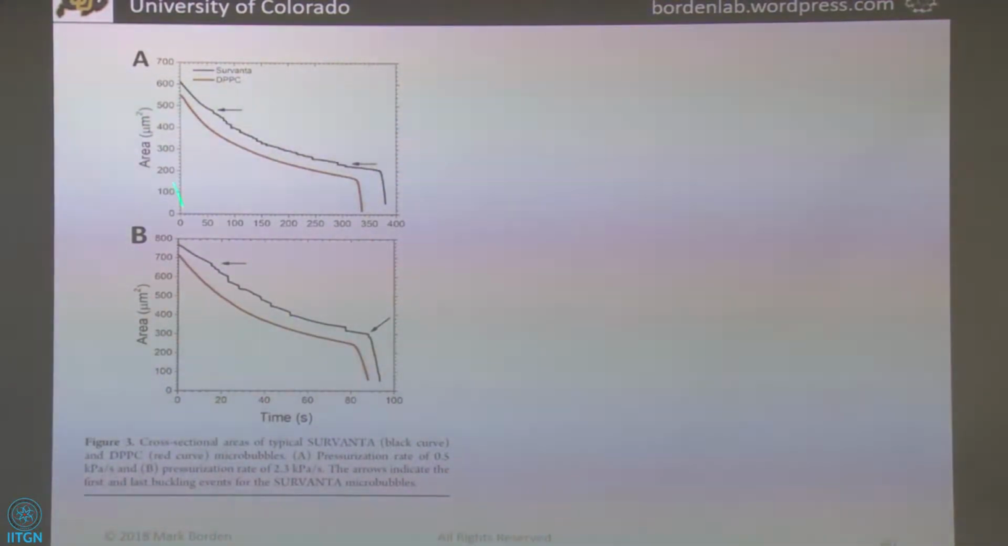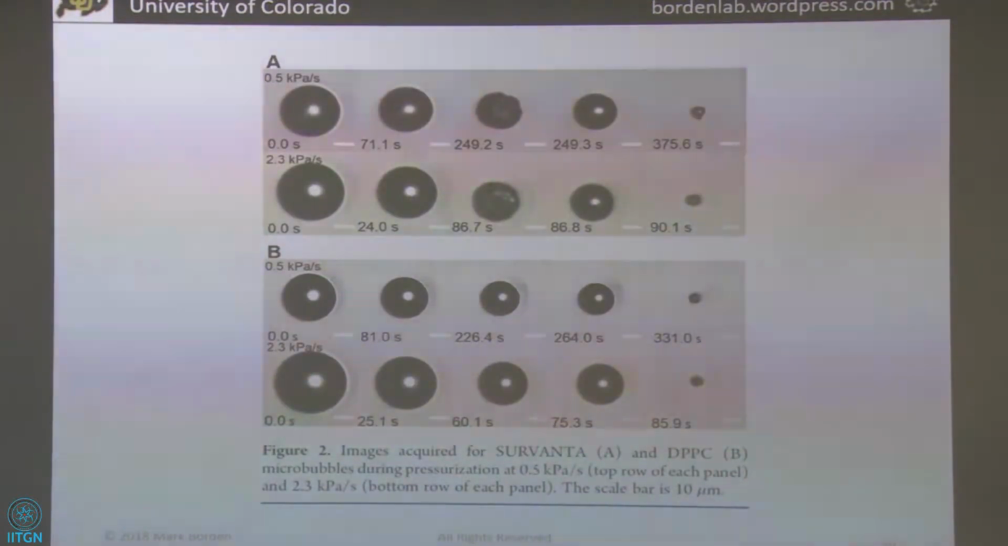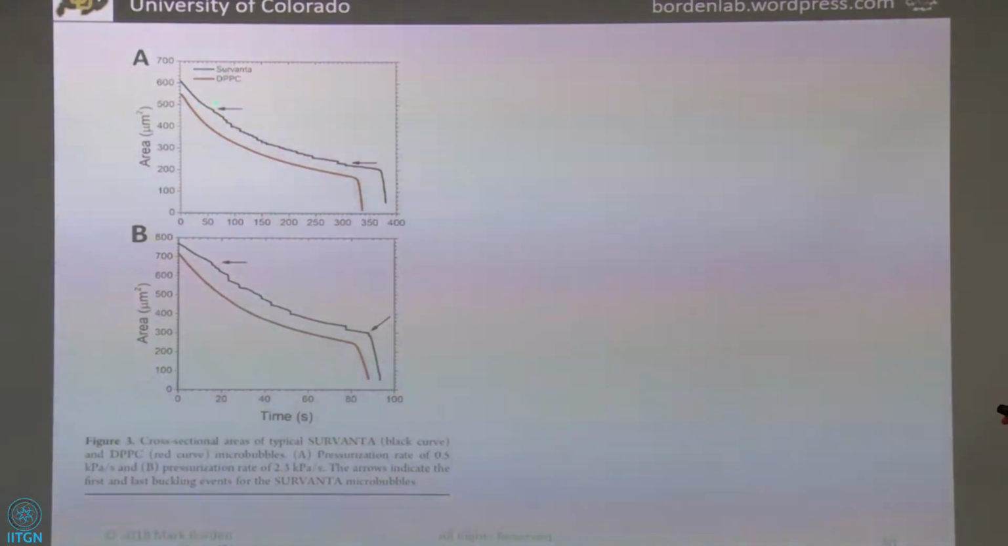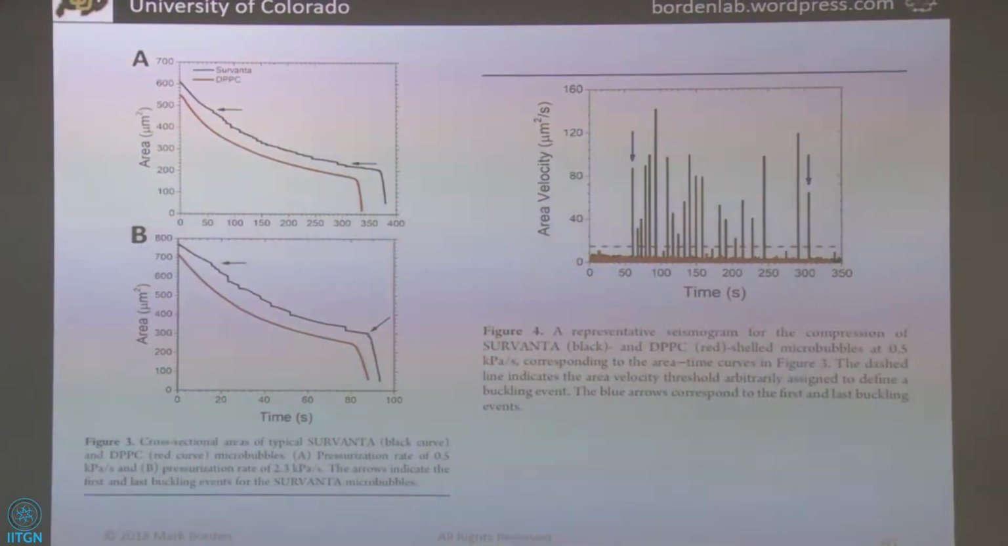This shows the projection surface area. We take that surface area and plot it versus time, for Cervanta and for DPPC. And what happens is as you pressurize these, eventually it condenses. So suddenly the radius gets really small. For the Cervanta, we get this crumbling behavior, particularly between here and here. Okay, so we're going to analyze that.